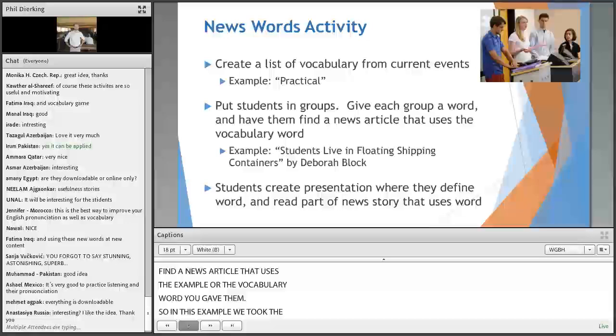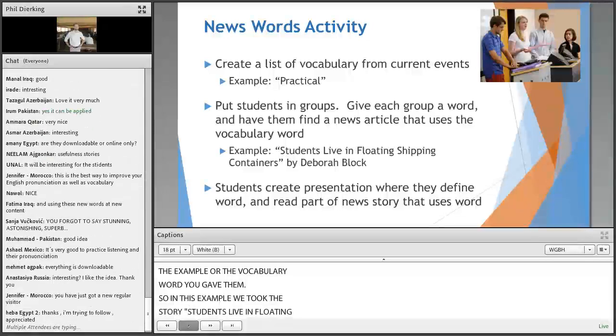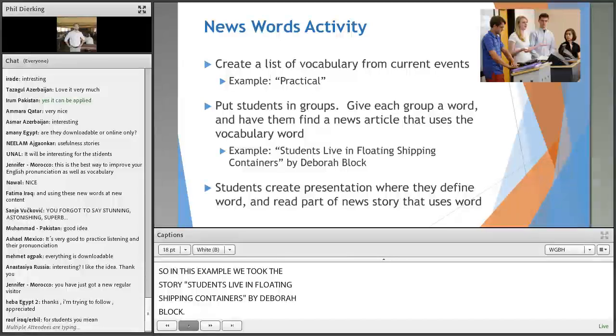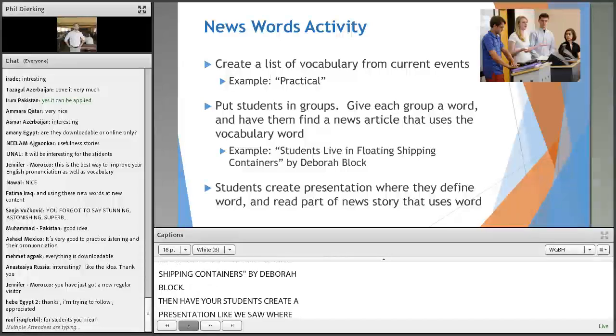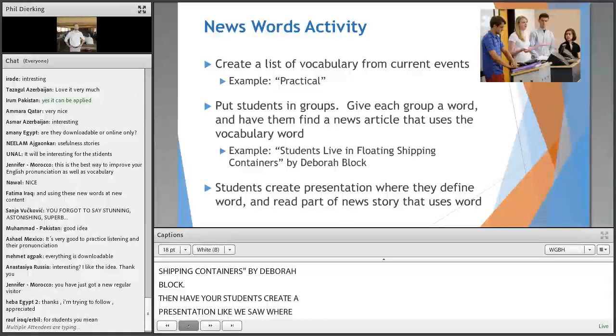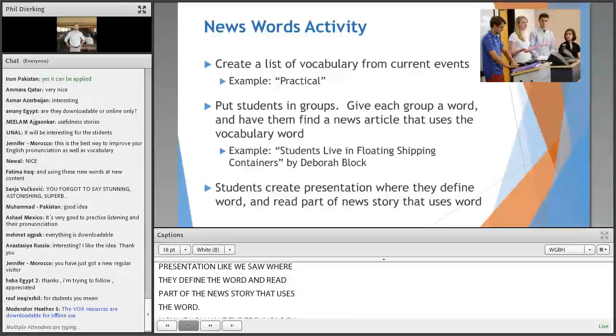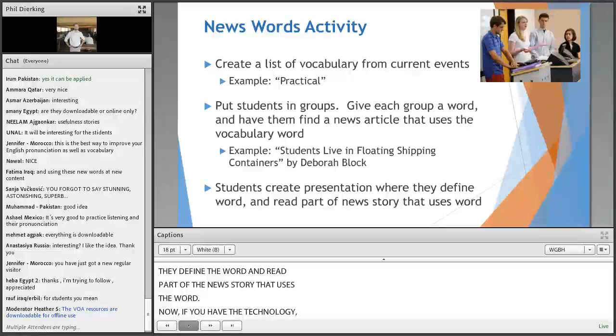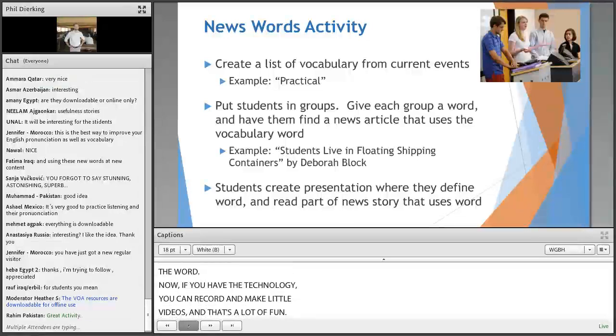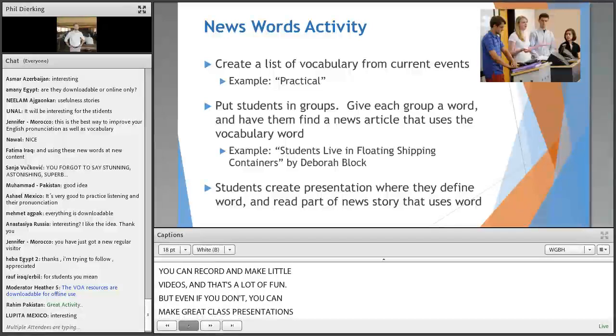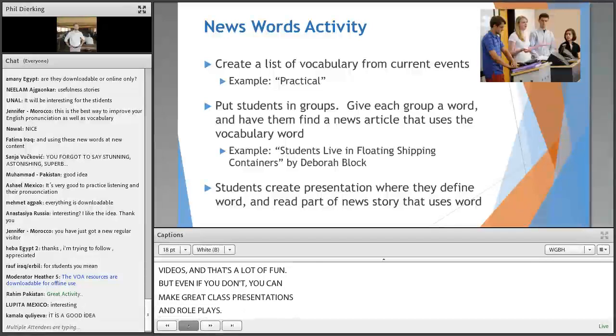Then, have your students create a presentation like we just saw, where they define the word and read part of the news story that uses the word. Now, if you have the technology, you can record and make little videos, and that's a lot of fun. But even if you don't, these can make great class presentations or role plays. They just have to give the word, give the news story, and then define the word at the end. And another great interactive activity.